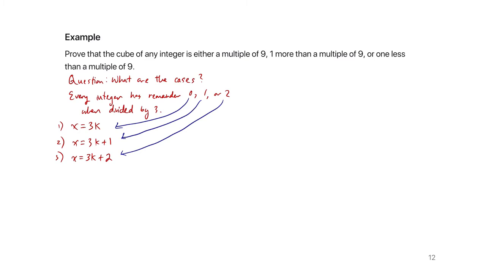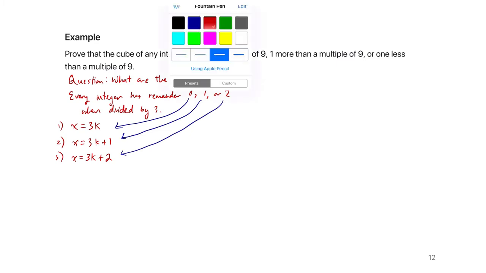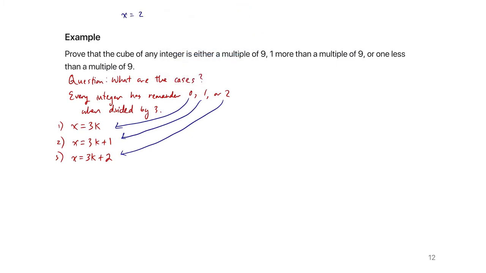Okay, so this is what I'm claiming the three cases to be. X is either 3 times some other integer, 3 times some other integer plus 1, or 3 times some other integer plus 2. Notice this is very similar to how we write even and odd integers. If x is even, we say it's 2 times another integer, and if it's odd, we say it's 2 times some other integer plus 1. Those are the only two cases when you divide by 2. So similarly, when you divide by 3, there are 3 cases. If you divide by 100, there will be 100 cases, where that plus term will go from plus 0 all the way through plus 99.